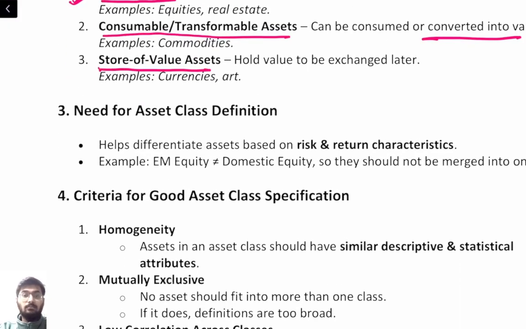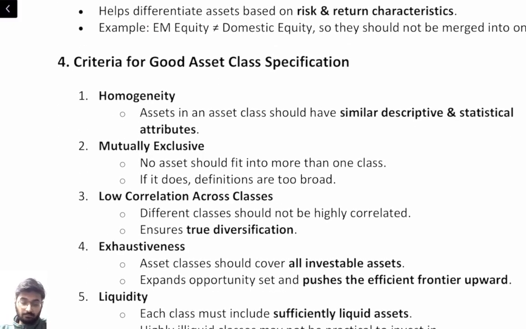Clear? Why do we need to properly define the asset class? See, because not all assets behave the same way. Clear? Like Indian equities and emerging market equity, both are equity, but risk is different, returns are different, and currency risk is also different. So combining everything into one equity class may hide the real risk. So it's very important that you properly define your asset class, Indian equity or emerging equity. Clear?